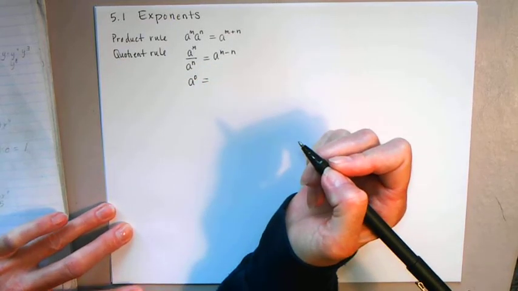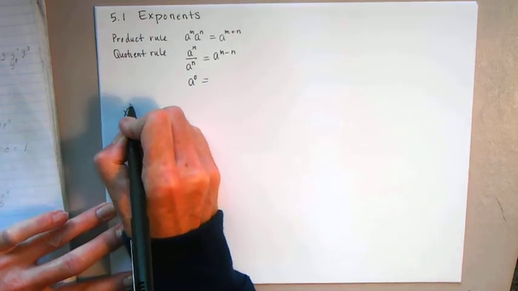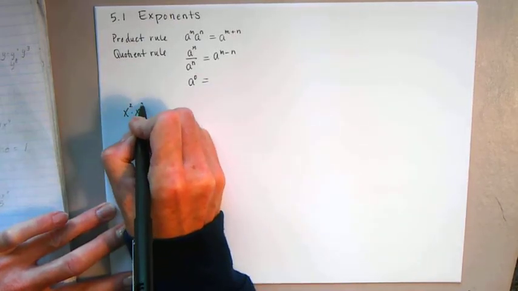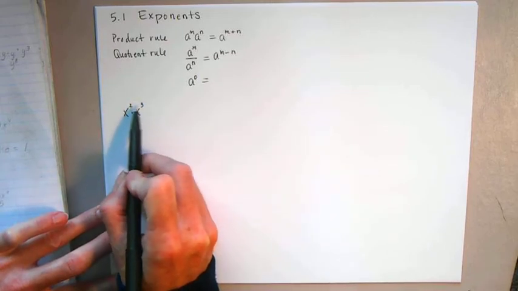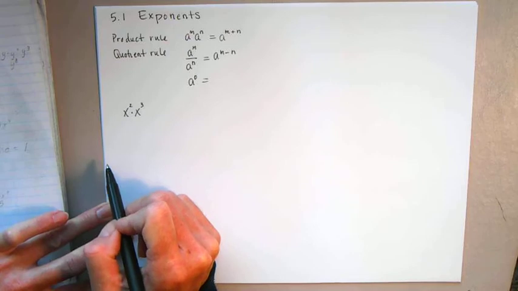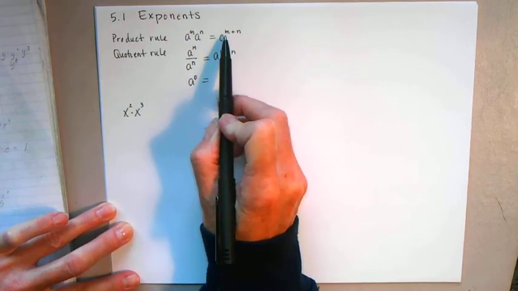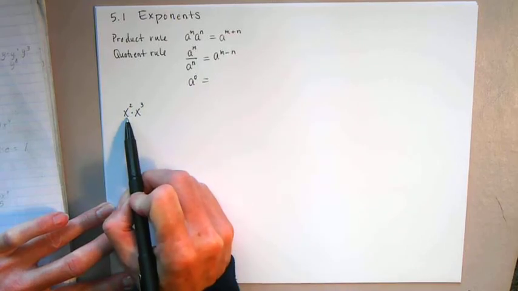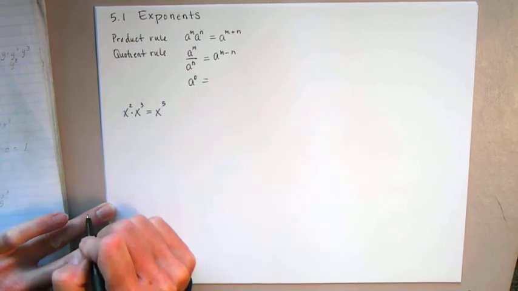Okay, so to begin with, let's give you x raised to the second times x raised to the third. Some people go, oh, I'm multiplying, so they think they should write x to the sixth. But use your rule. Your rule says that you add the exponents. When you multiply the bases, they have to be the same and they're both x, you add the exponents. So it's x to the fifth.